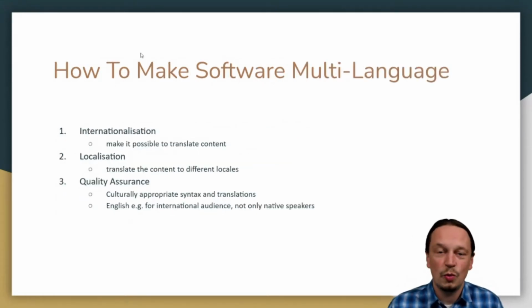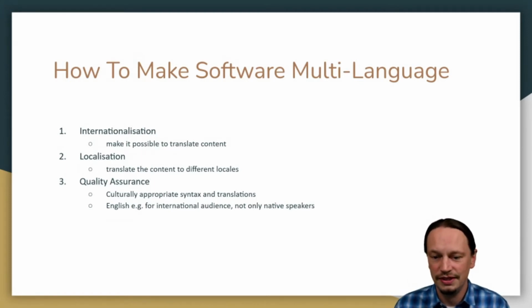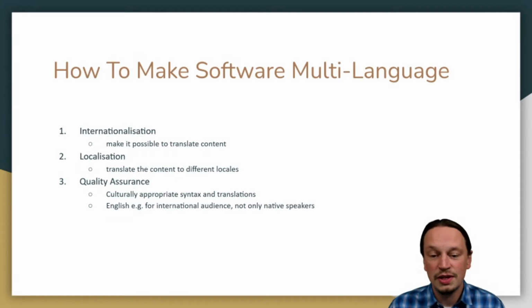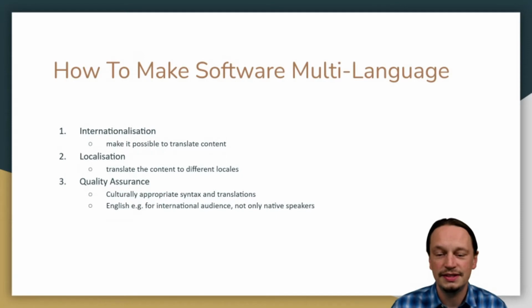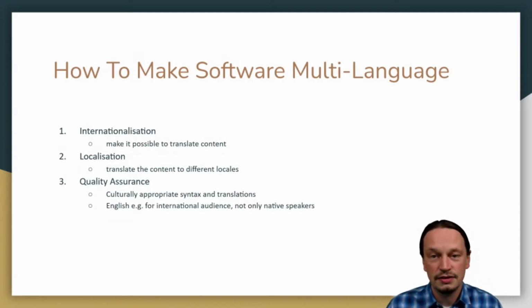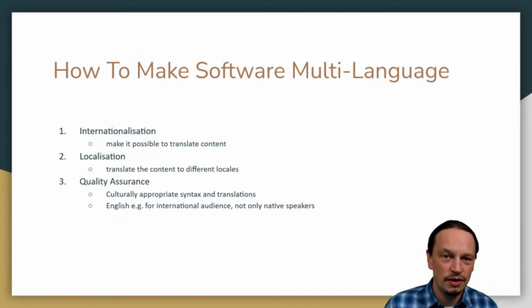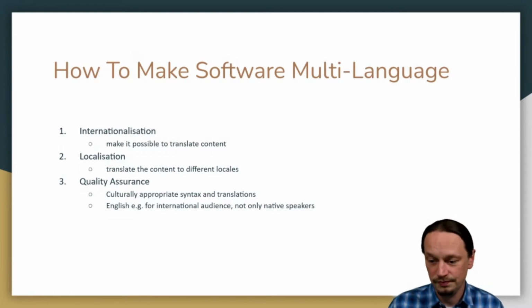So what steps do we need to make software multilingual? The first step is, of course, internationalization. So change the software so that it can translate the strings, that there is some kind of translation system in there. The next step is localization, the actual process of translating these strings that can be translated. And the last step is quality assurance, so that the translations are okay for the end users, for their culture.